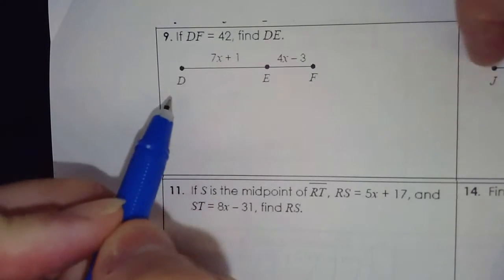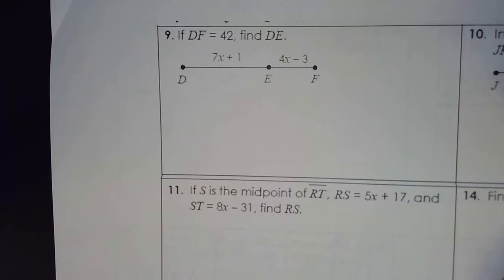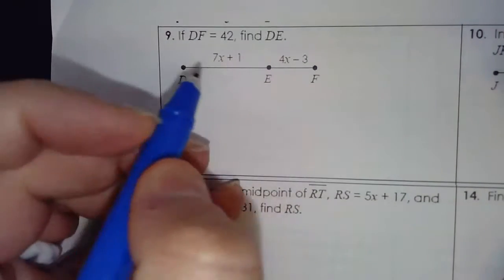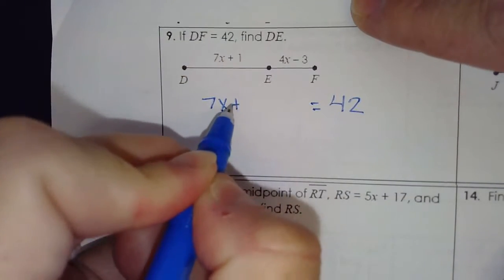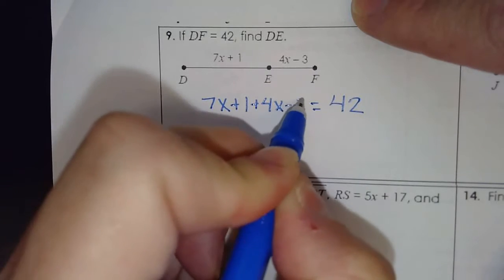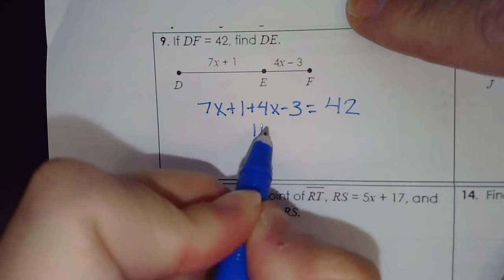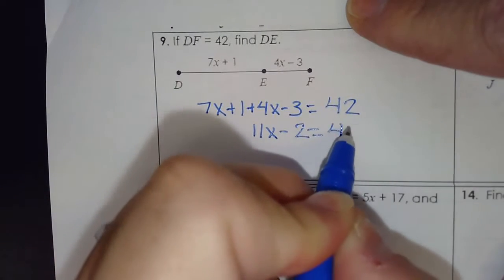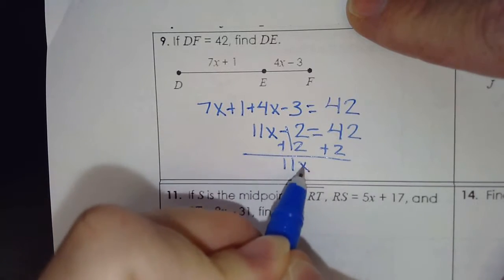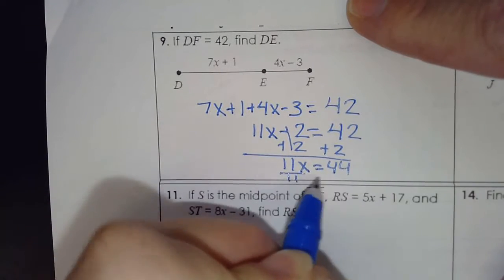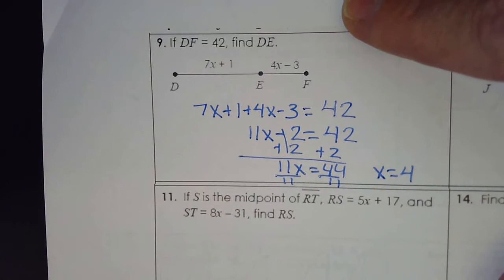What you have to do is figure out between DE, EF, and DF, which segment would be the longest. And in this case, it would be DF. So that is what you set it equal to. So you take 7x plus 1 plus 4x minus 3 and set it equal to 42. Combine like terms. And then use your algebra skills here. Divide by 11, and you get x to equal 4, which is awesome, but that's not what it's asking for.